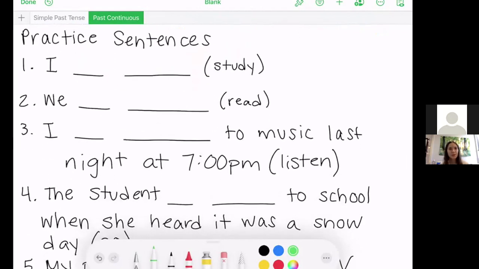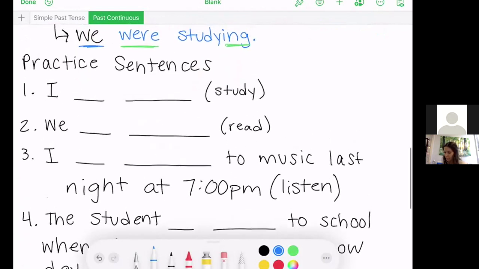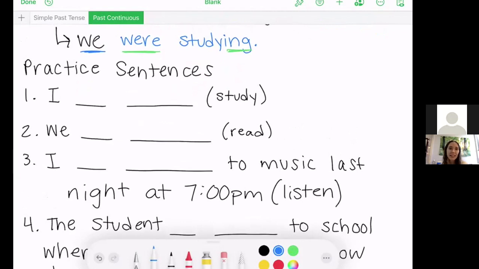I think this one is a little bit easier to understand than the simple past. There's not quite as many rules to forming it, but let's do some practice sentences. So, number one, I blank blank. The word is study, and we need to put it in the past continuous.